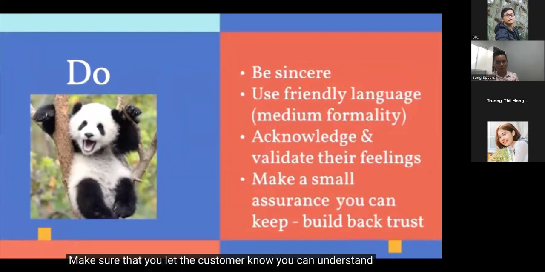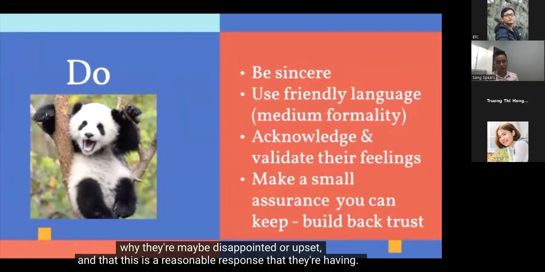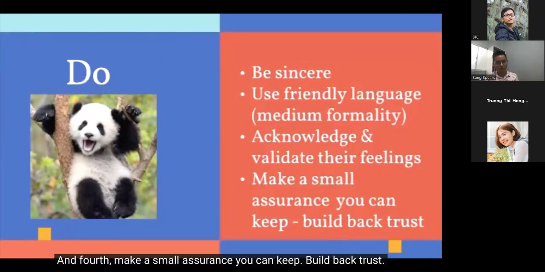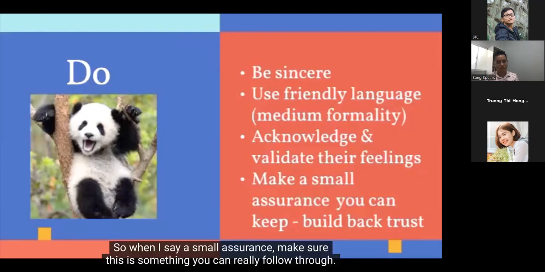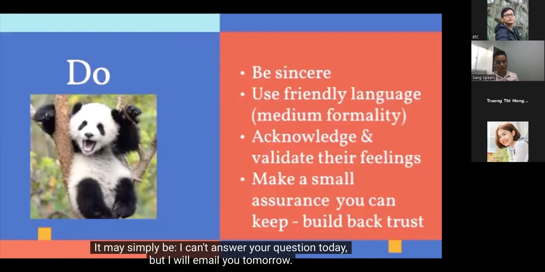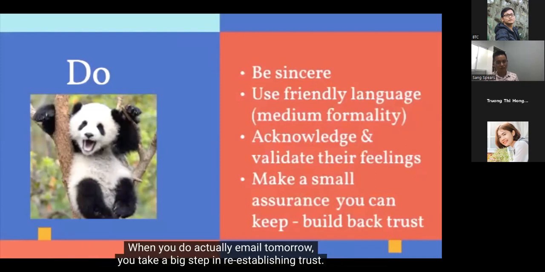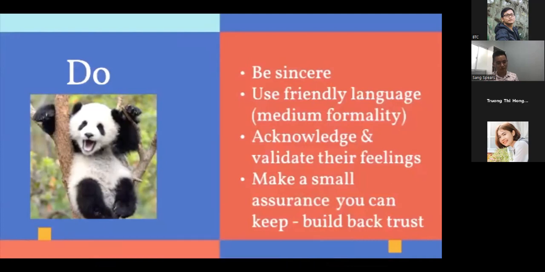Next, acknowledge and validate their feelings. Make sure that you let the customer know you can understand why they're maybe disappointed or upset, and that this is a reasonable response that they're having. And fourth, make a small assurance you can keep. Build back trust. When I say a small assurance, make sure this is something you can really follow through. It may simply be, I can't answer your question today, but I will email you tomorrow. When you do actually email tomorrow, you take a big step in reestablishing trust.